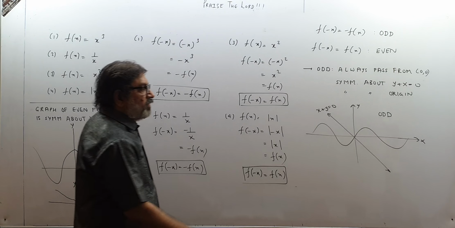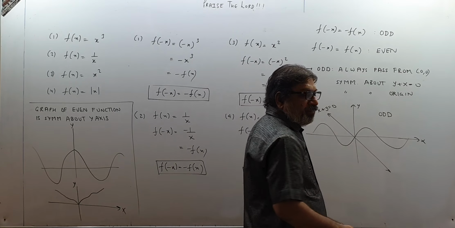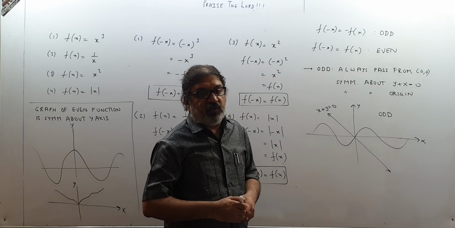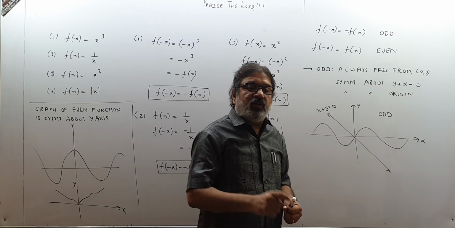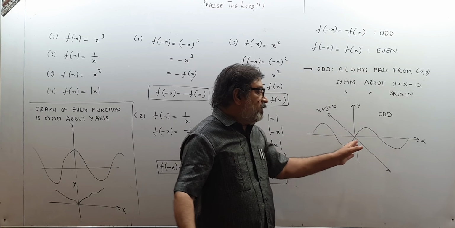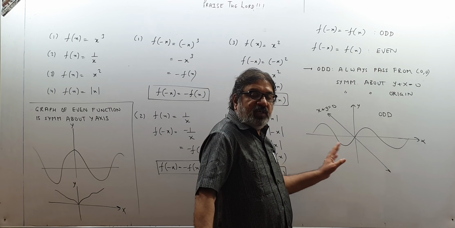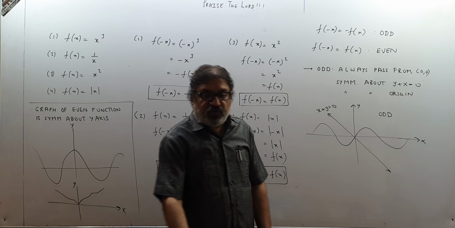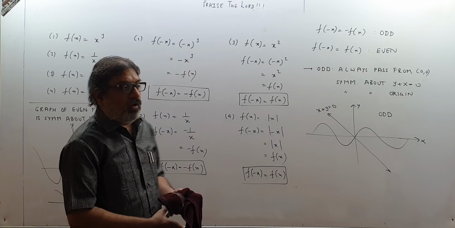The graph of an odd function will always pass through the origin and it will be symmetric about the line x plus y equal to 0. Means if we keep a mirror on the line x plus y equal to 0, whatever is seen over here, its reflection will be seen over here like this. So this is about even function and odd function.